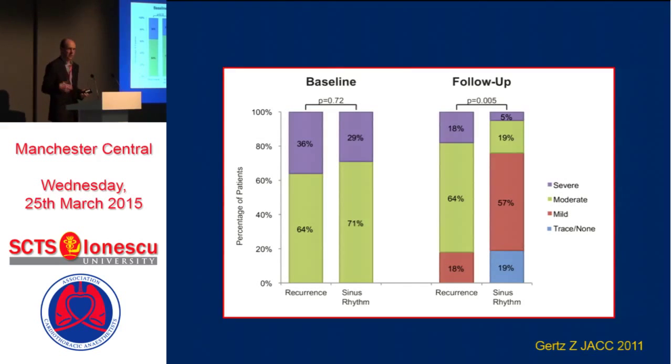Now, there's a chicken and egg issue here, but it does suggest that if you get people from AF back into sinus rhythm, there is the potential for plasticity, for remodeling of the annulus, remodeling of the atrium, and a reduction in the degree of mitral regurgitation. So in terms of the therapeutic approach to these individuals, maintenance of sinus rhythm may well be very important, or restoration of sinus rhythm may be very important.